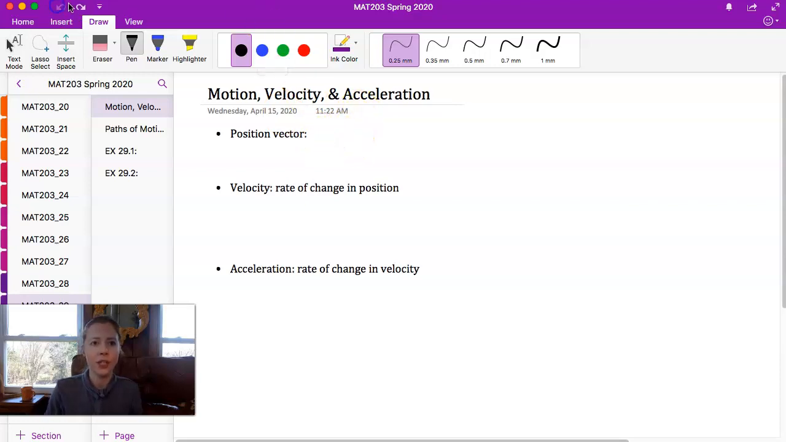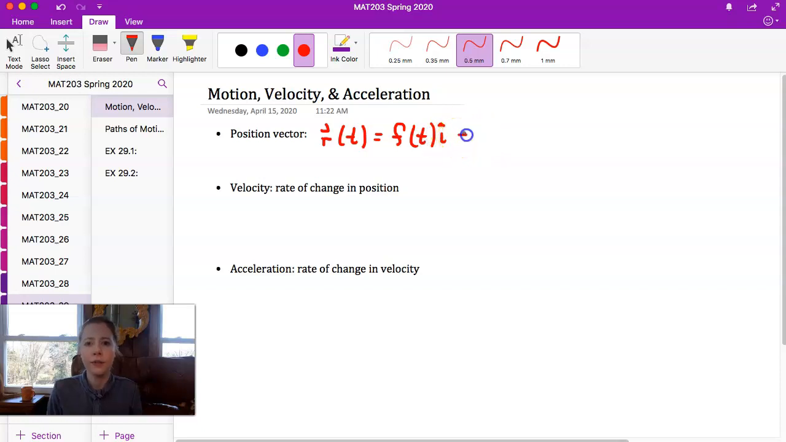So we have a position, vector r, that's a function of time. So r of t is going to be some function of time, f of t, for the i hat component, a different function of time, g of t, for the j hat component, the y component, and another function of time, some h of t, for the k hat or the z component.